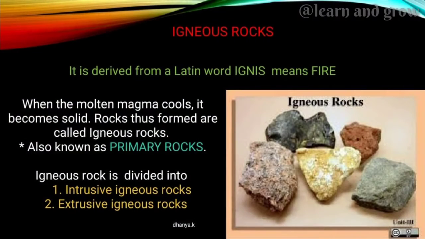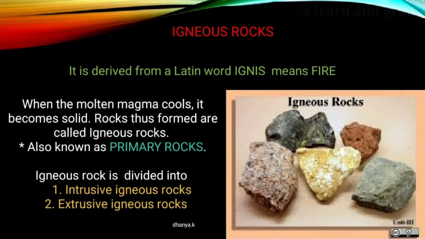The igneous rock is further divided into extrusive igneous rock and intrusive igneous rock. Igneous rock is also called primary rock because it was formed first. The word igneous is derived from the Latin word ignis, meaning fire. These rocks are formed by the process of solidification of molten rock material called magma.